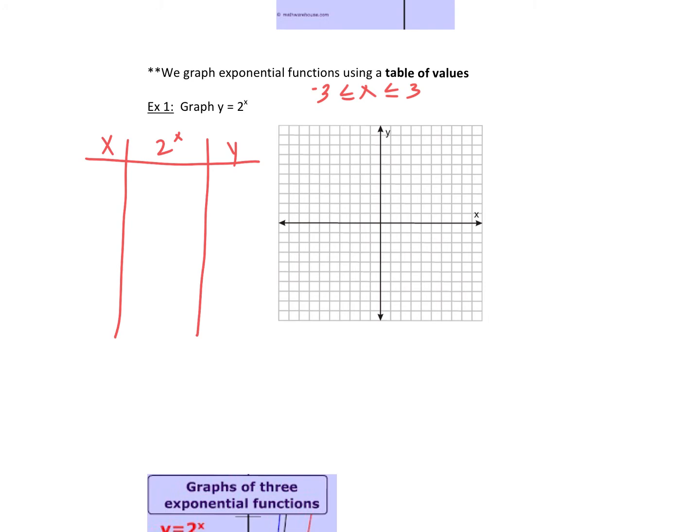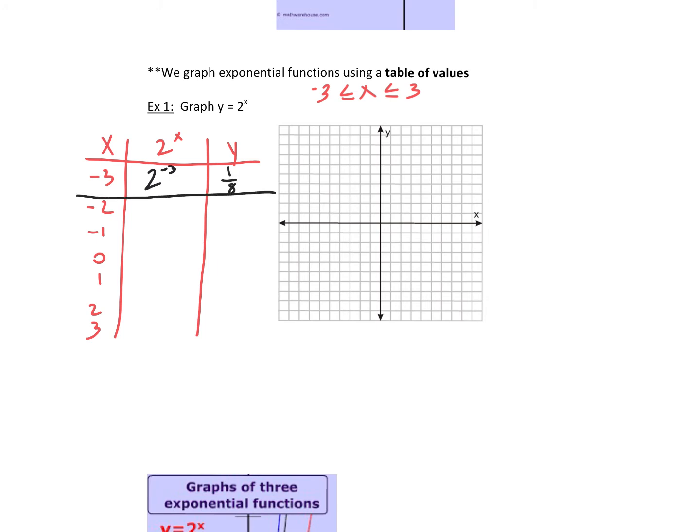Sometimes you won't be using the -3 and +3. They'll be too big or too small to graph, and then you might just use -2 to +2. But it's always a safer bet to just go -3, -2, -1, 0, 1, 2, 3. And then just start plugging in for x. Remember, it's your exponent. So 2 to the -3rd, if you think to yourself, that's the reciprocal of 2 to the 3rd, so that's 1/8.